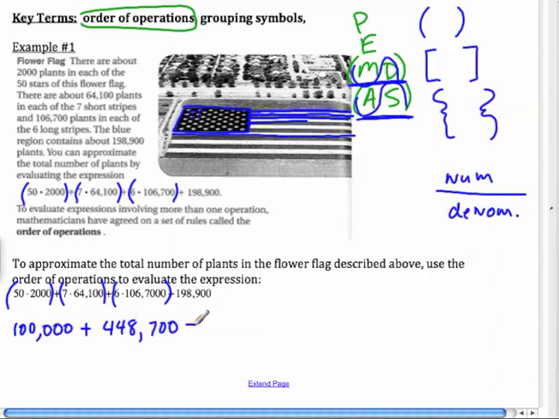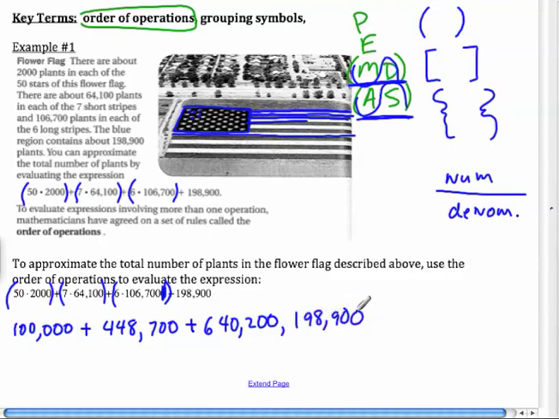448,700, plus, and then I've got 6 times 106,700. There's one too many zeros in there. Let me cross that out. And that's going to give me 640,200. And then the last one, I just have 198,900. I need to add all those together.